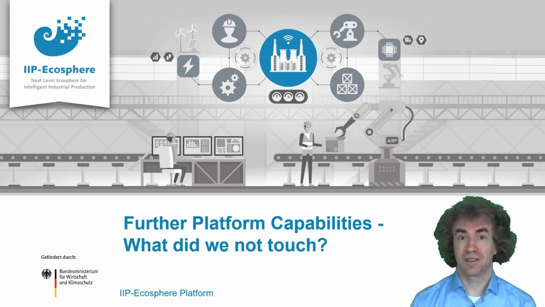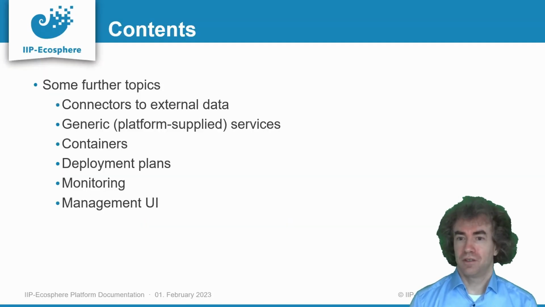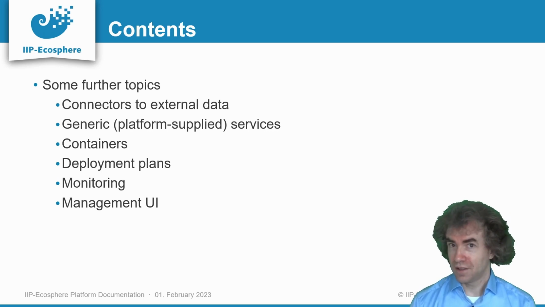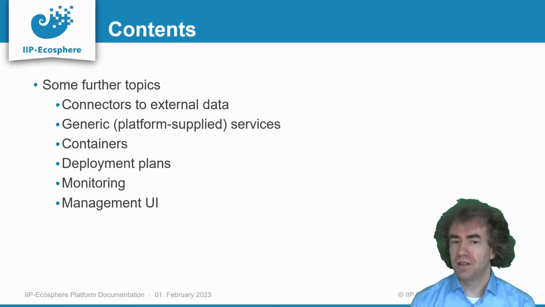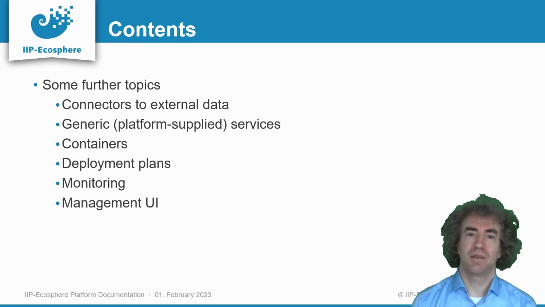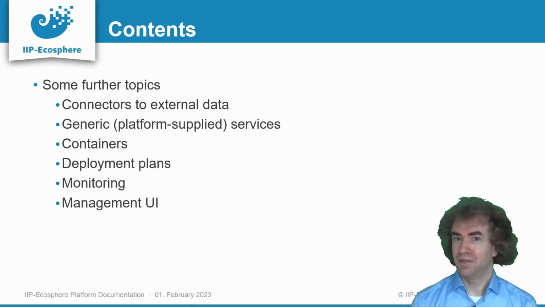And this is just a question, what else is there that we didn't touch in these videos that you've seen before? Just some further topics. So it's about connectors. How do I approach an external machine or an external system? How to develop platform supplied services, just the ideas. What about the containers? How to distribute things to multiple machines if you have a complex application? How can you figure out at runtime that something is really operating? And what about the UI that we promised?